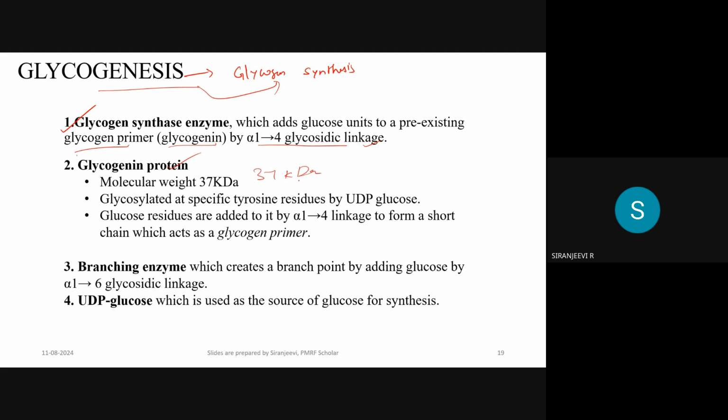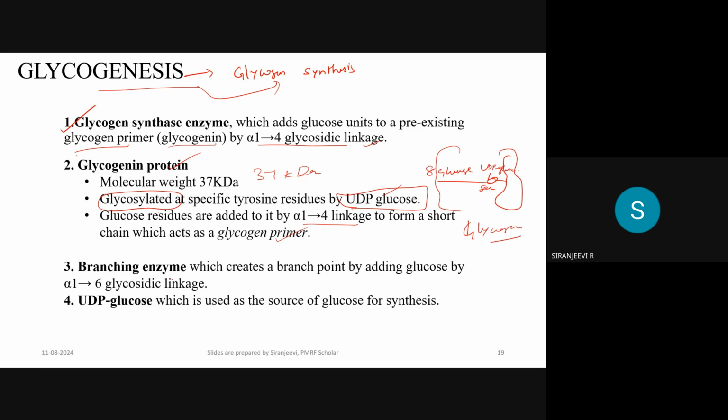In most cases, it gets glycosylated at specific tyrosine residues by the molecule called UDP glucose. Glucose residues are added to it by alpha 1,4 linkage to form a short chain, which acts as a glycogen primer. So this is a glycogen primer protein. Each residue gets glycosylated with UDP glucose, and it will have around 8 glucose molecules. Then it will serve as the glycogen primer. We will see that in the next slide.